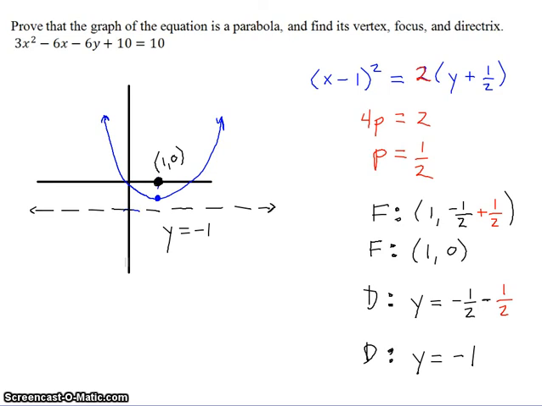Okay, so we have a directrix at y equals -1, and the last thing I want to write out is the vertex, even though we know what it is. The question is asking for it, so let's go ahead and write it out. We have (1, -1/2). Okay, let's move on to the last question here.